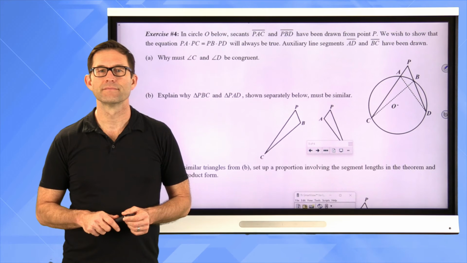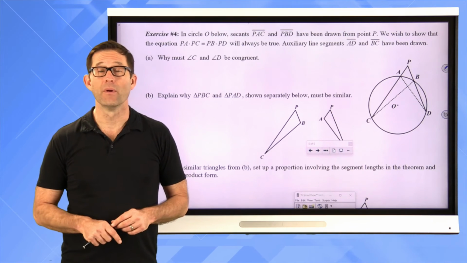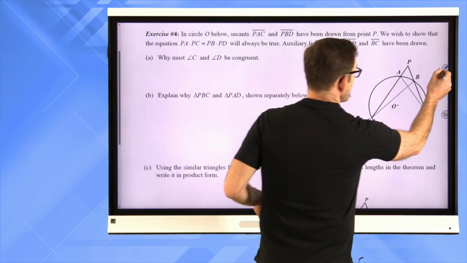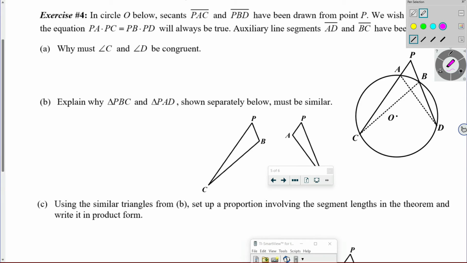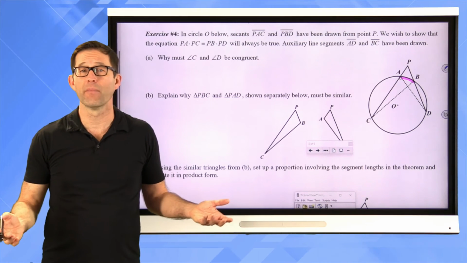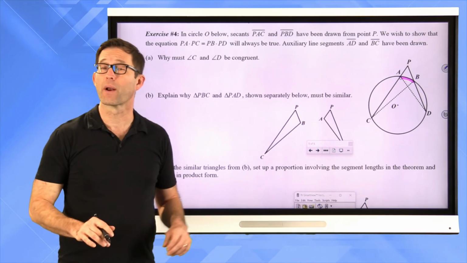All right, well, it's really simple. They intercept the same arc, right? Both of those two angles are inscribed angles that intercept arc AB. Now that means that they're both half of the measure of arc AB, but I don't really care about that. That's kind of irrelevant for what I'm doing here.